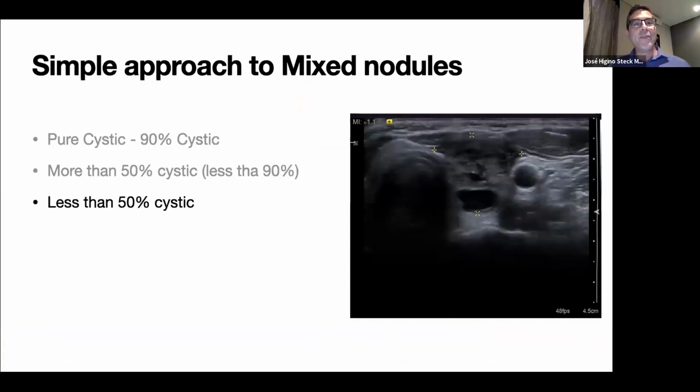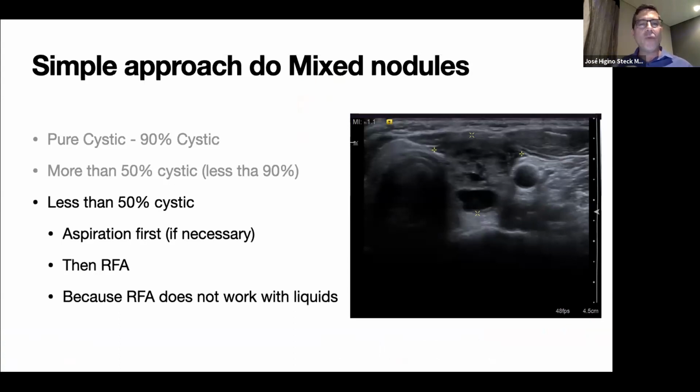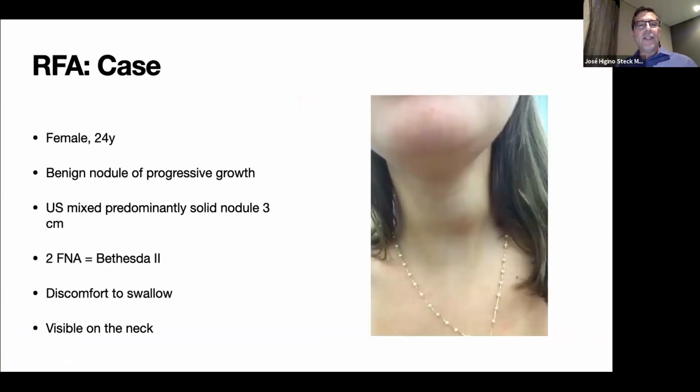And finally, the simple approach to less than 50% cystic nodules like this one. For this kind of patient, you don't need to use ethanol at all. You can aspirate the liquid first, if necessary, then you perform the radiofrequency ablation, because RFA does not work on the liquid part of the nodule. This is a case of a female, 24 years old. It's a benign nodule with progressive growth, and 2 FNAs showing it's benign. And the nodule is visible in the neck, as we can see here.